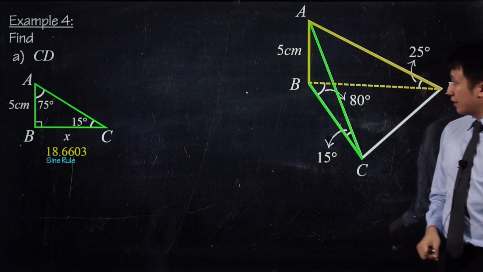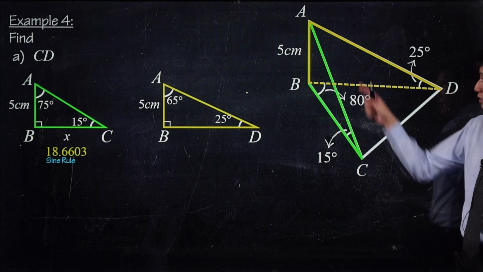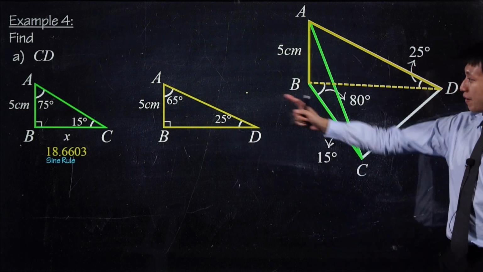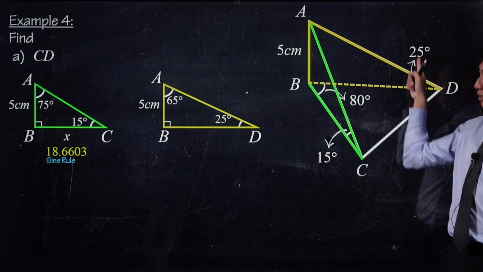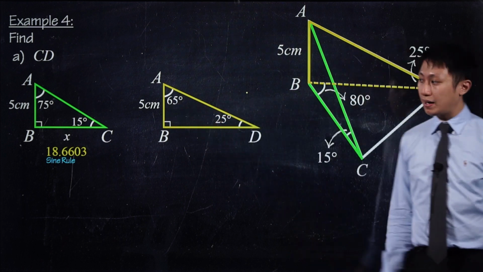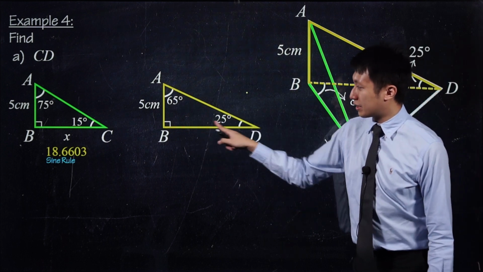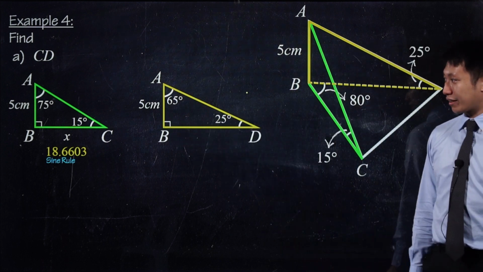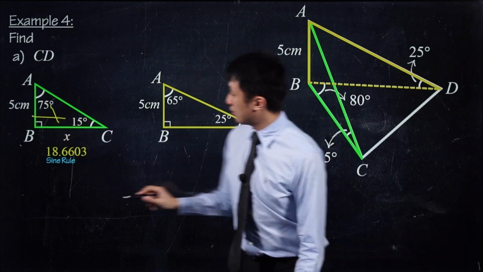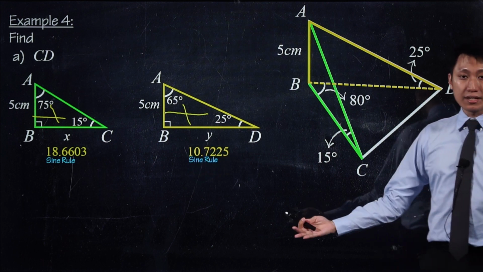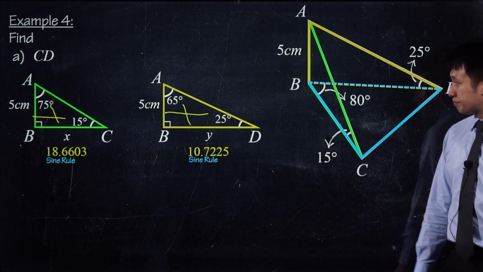Next, we're going to look at this triangle. I have 5, and this is 25, so I know the other angle is 65. So I can find BD by using the sine rule again. Remember the cross. Again, sine rule, and I got that.